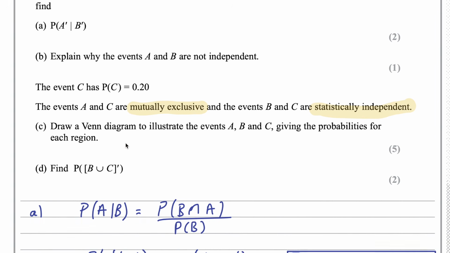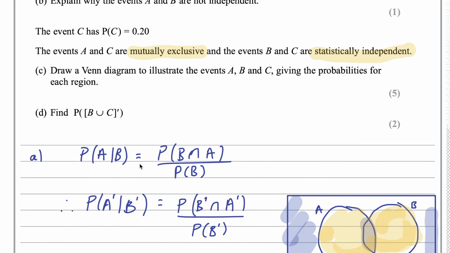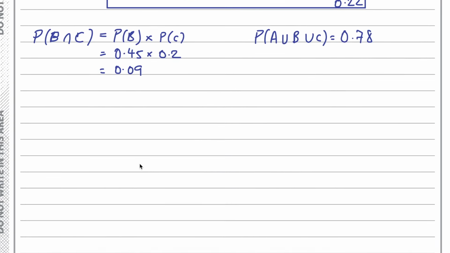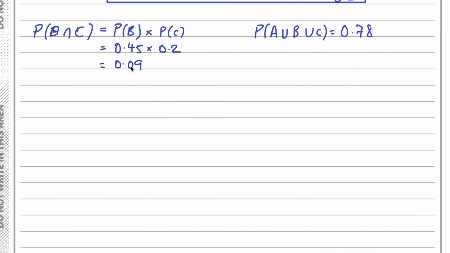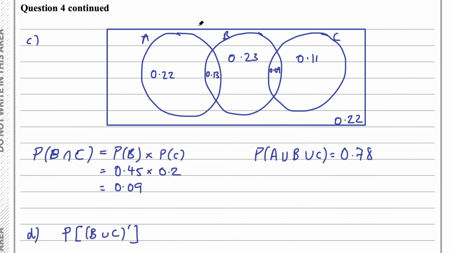Question 4, part D says find the probability of B union C complement, or the complement of B union C. So in other words, find the probability of B union C not happening. Okay, so let's go down here and start on part D. So we're looking for the probability of the complement of B union C. And remember, we're still talking about these A, B, and C events, so we can use this same Venn diagram to interpret this.